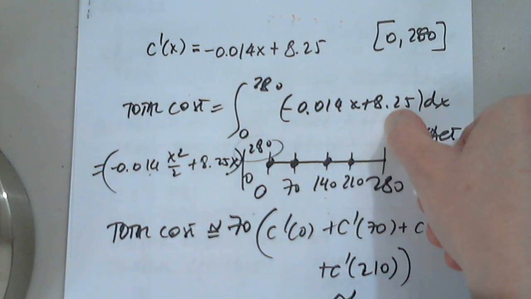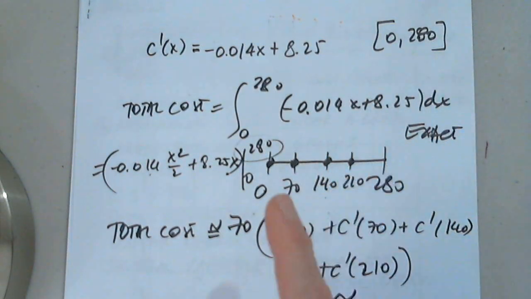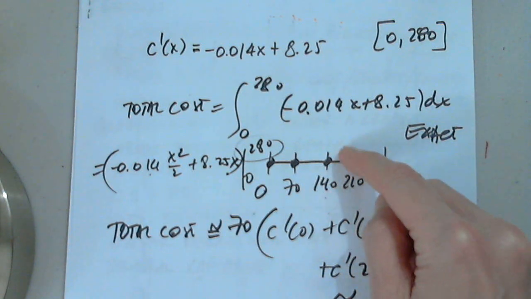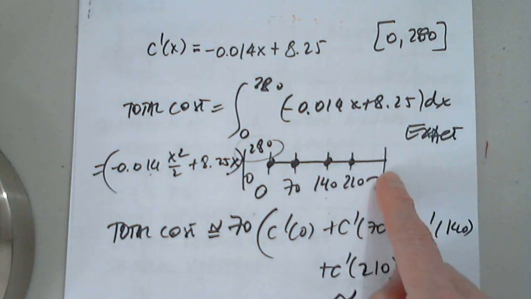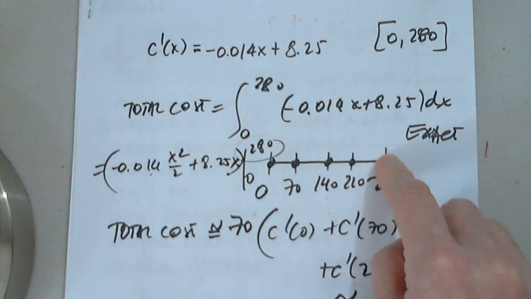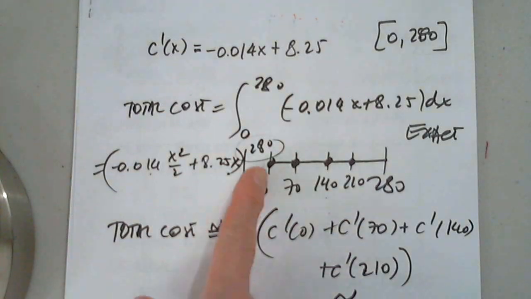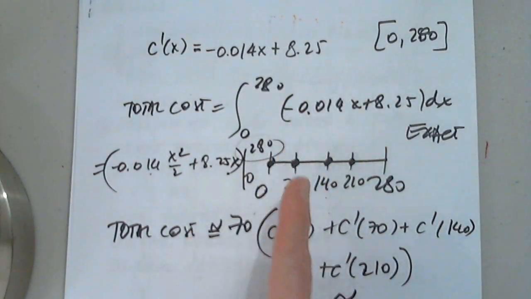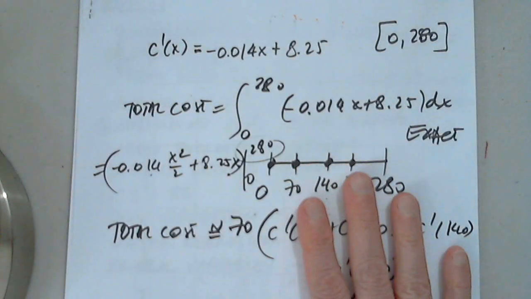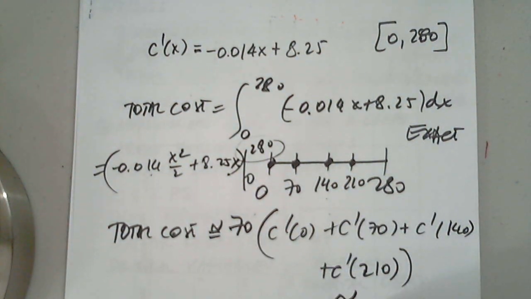If you go to C prime of 280, there will be a tragedy because we have 4 subintervals and we already have them. 1, 2, 3, 4. You cannot add 280. Okay? C prime of 0 is the height, the first one, then 70, 140, and 210. You will calculate these, add them up, multiply by 70, and you get a number.